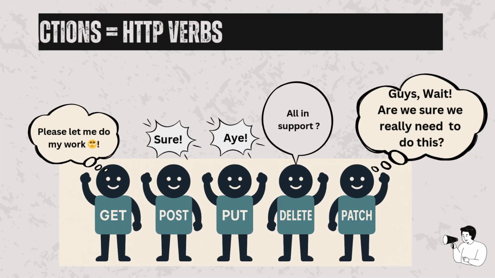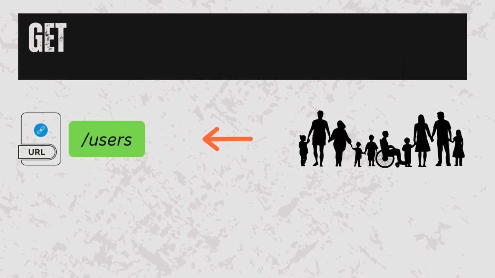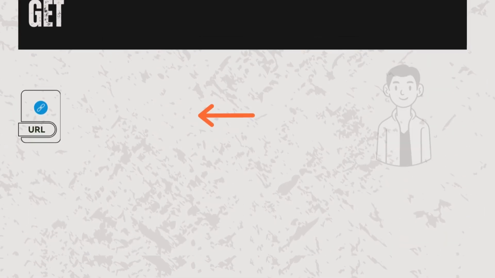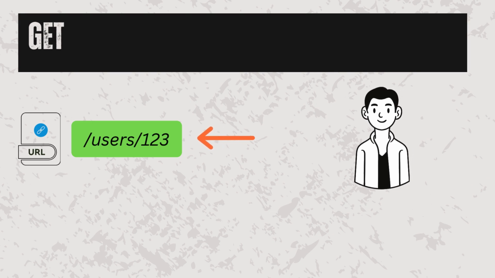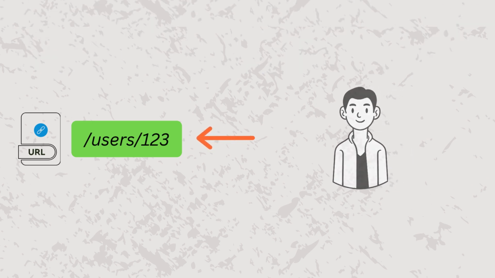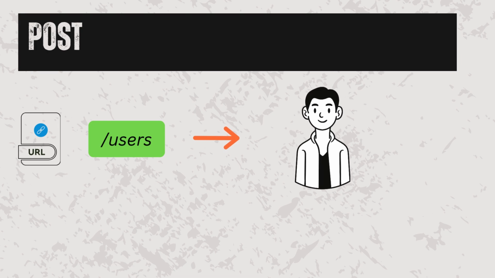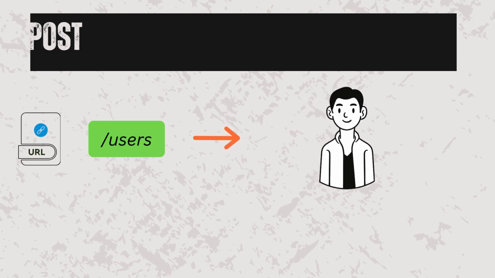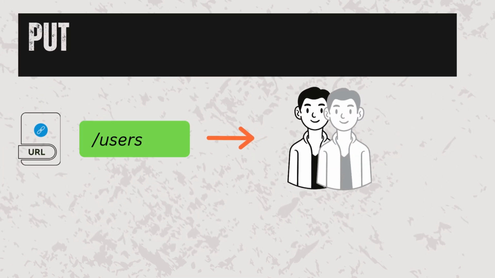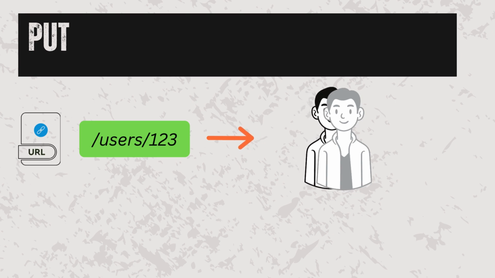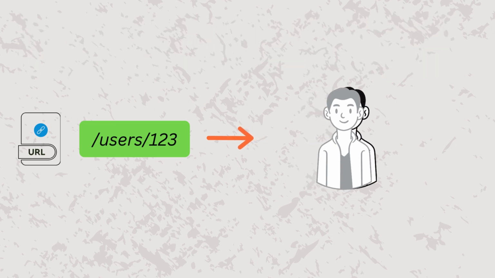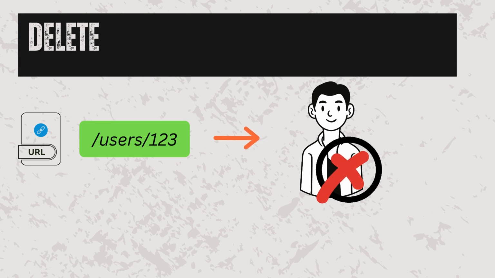For example, GET /users for getting all users. GET /users/123 for getting a user with ID 123. POST /users for creating a new user. PUT /users/123 for updating user with ID 123. DELETE /users/123 for removing that user from existence.